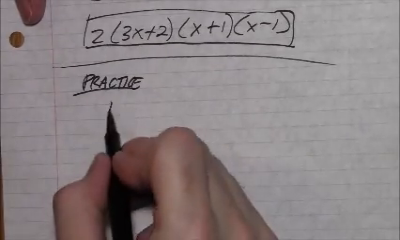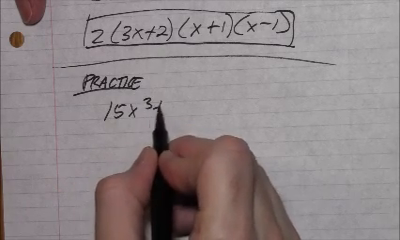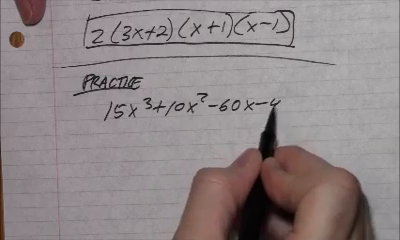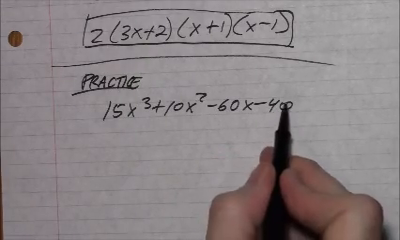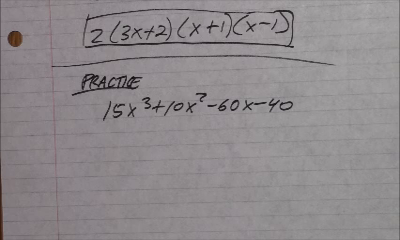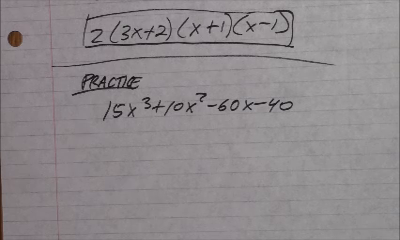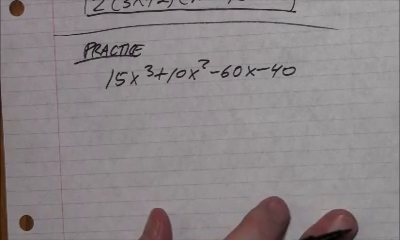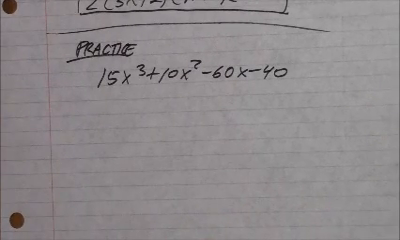The practice problem to use is 15x cubed plus 10x squared minus 60x minus 40. So since we just did it, you should be able to expect to take out a common factor and then probably have a difference of 2 squares in there. Okay, go ahead and do that. Pause the video and come back to it when you're ready, and I'll start talking in 5 seconds.